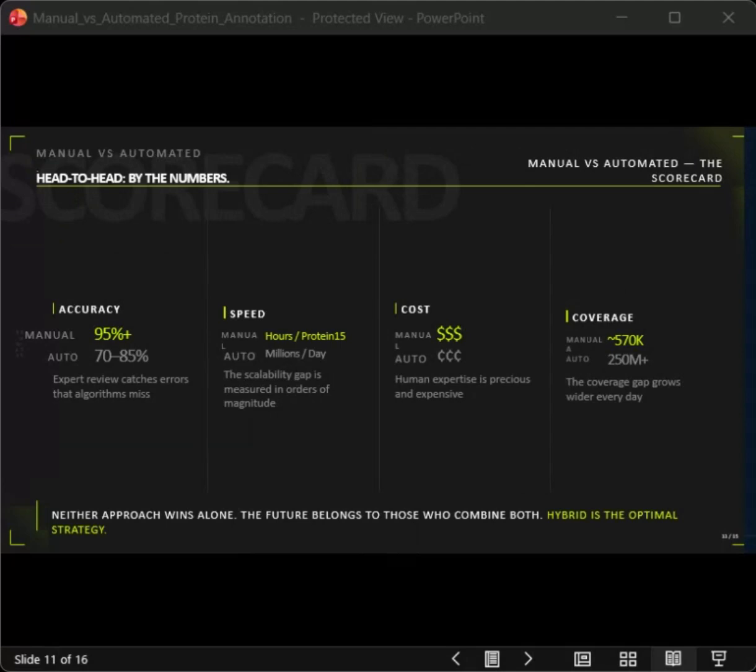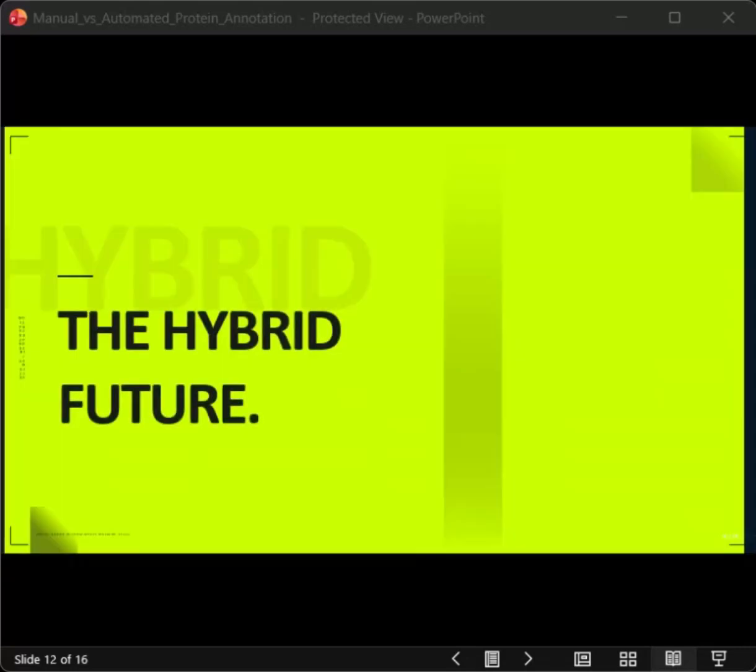This slide compares manual and automated annotation systems. So as we are seeing on this slide, manual annotation provides high accuracy, often above 95%, but it's slow and expensive. Automated systems process millions of proteins daily and provide massive coverage, but accuracy may be lower due to prediction errors.